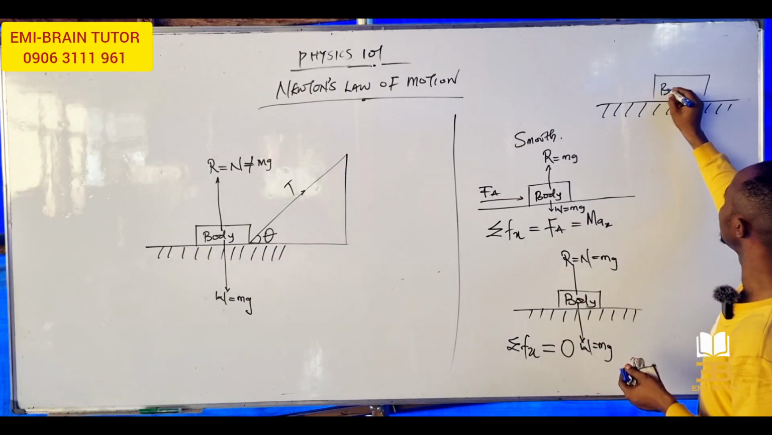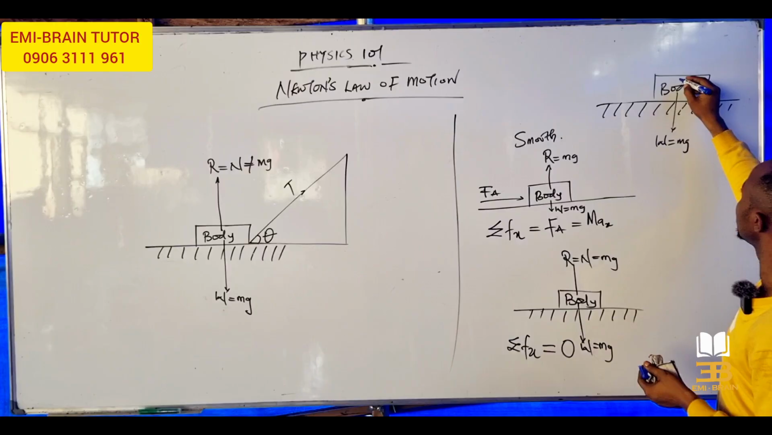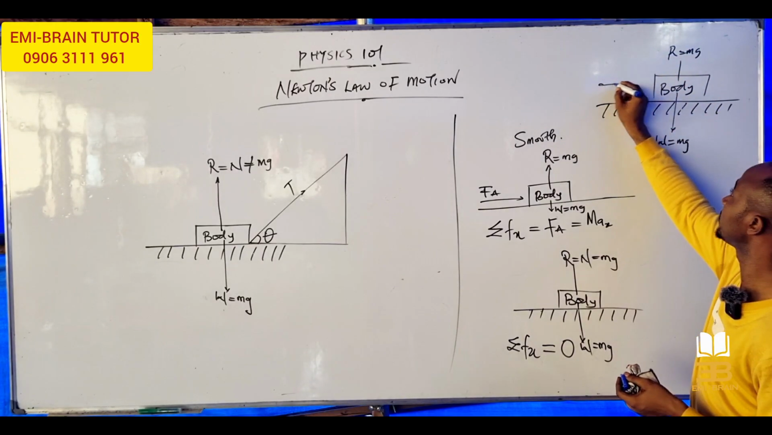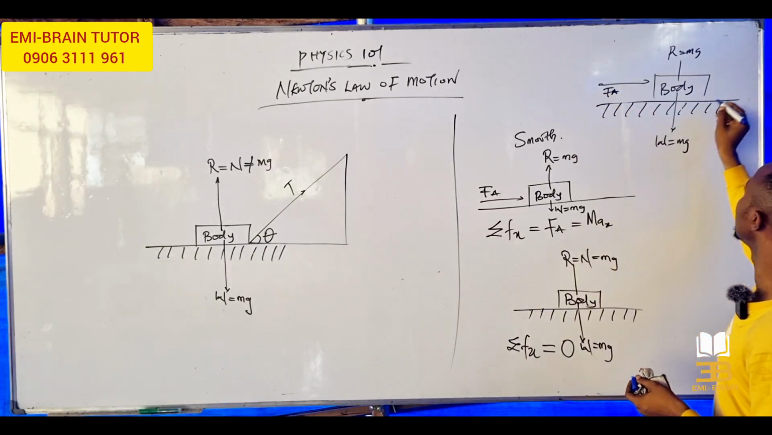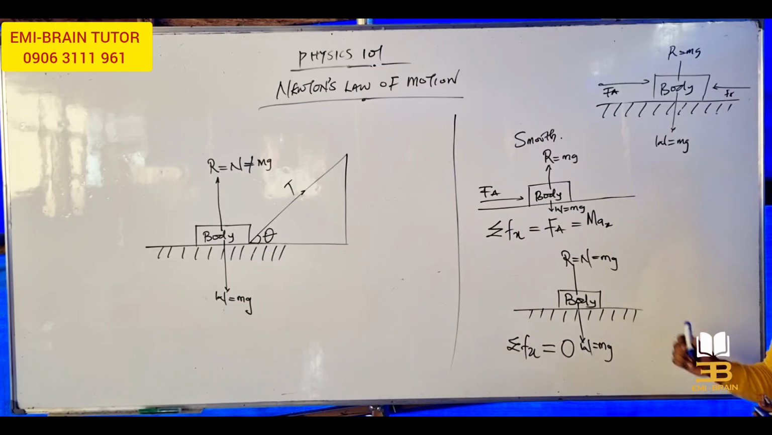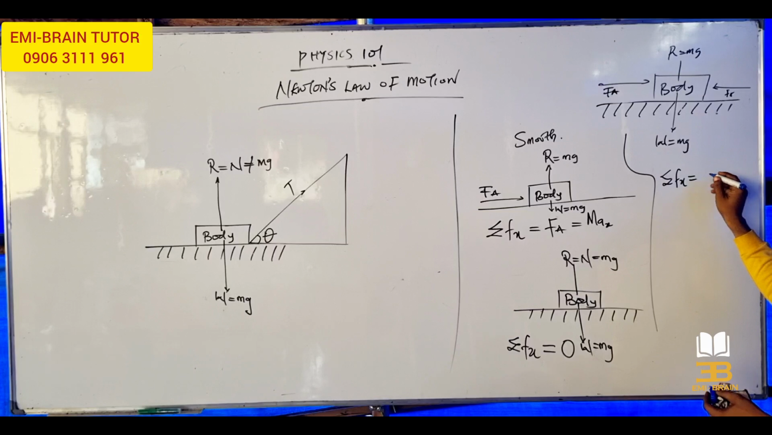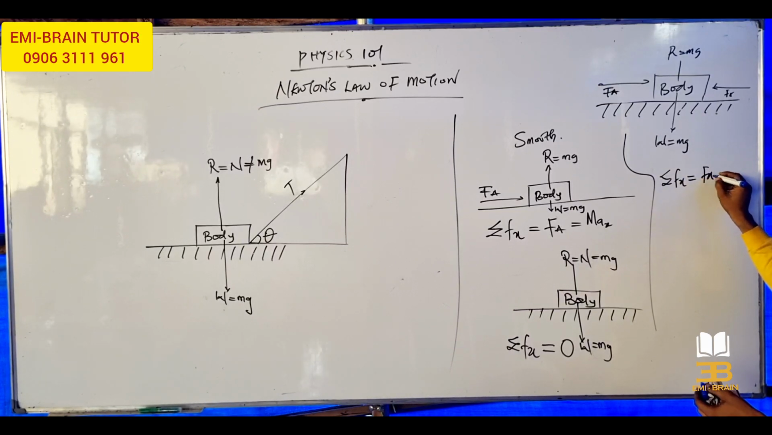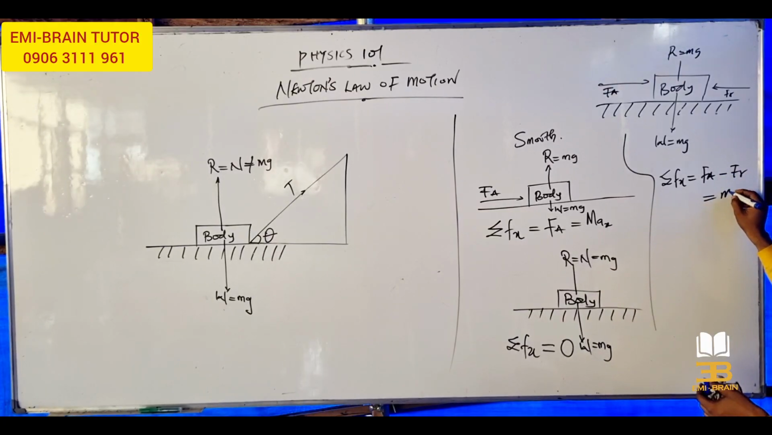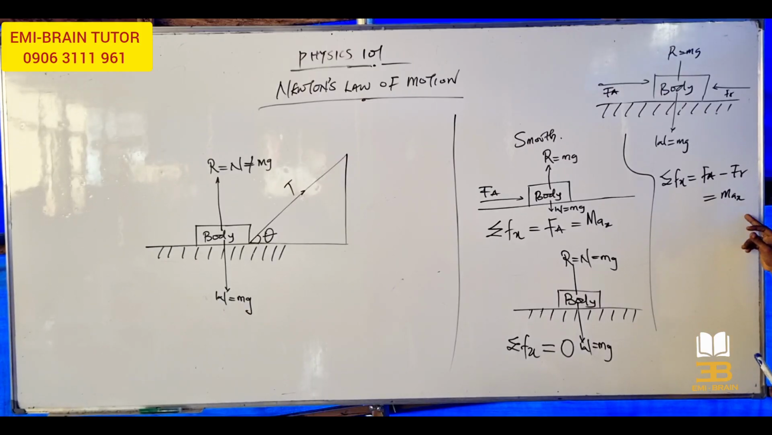So let me show us again the first diagram. Here we have the weight acting downward. Here we have the normal reaction, which is also equal to mg. Then we have the applied force, which is our Fa. Because the surface is rough, there must be a frictional force, which is Fr. So the sum of all the forces is equal to Fa minus Fr, all equal to ma. So to find my acceleration, I can easily find the acceleration of the body along the horizontal axis.